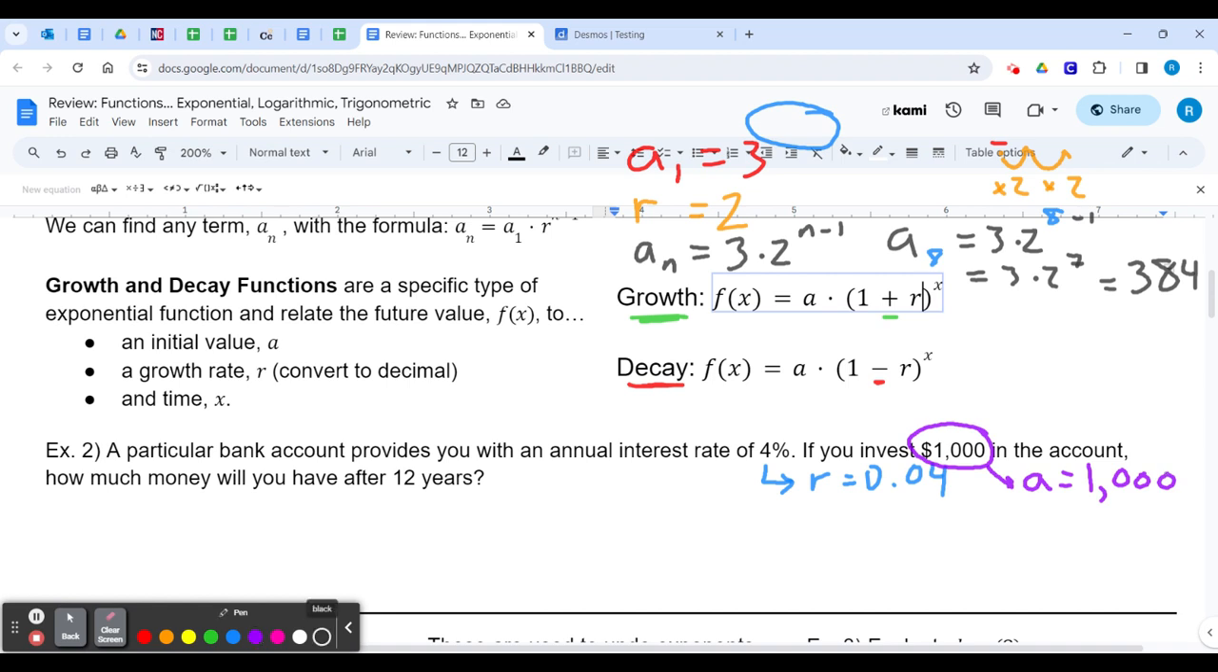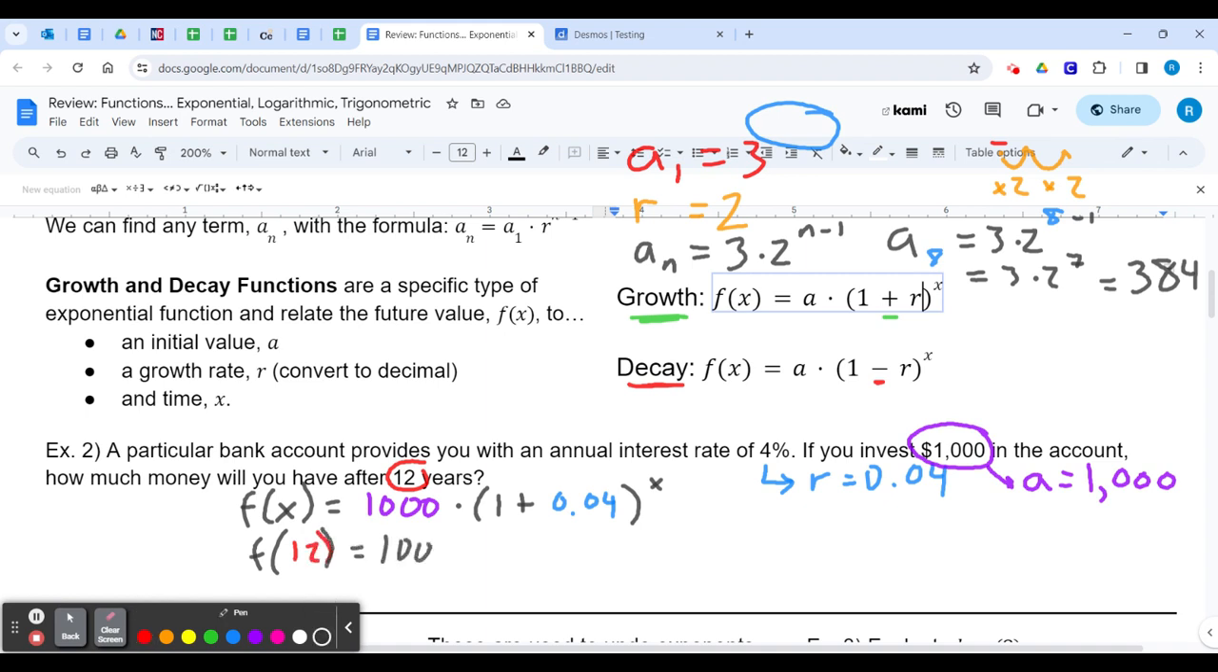So with these two things, I can write a generic formula here. My money, my function of x after x years, is going to be equal to A, our 1,000, times 1 plus that rate, 0.04, raised to the x power. And now if we want to calculate it after 12 years specifically, all we got to do is swap out that x with a 12.